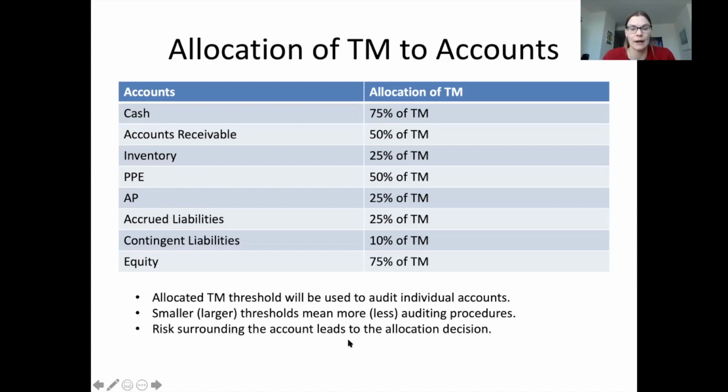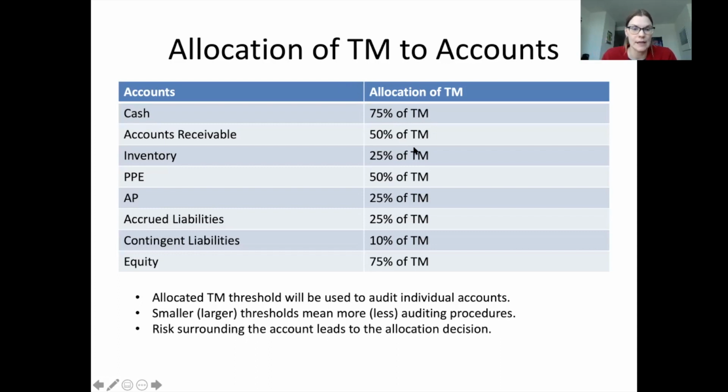Risk surrounding the account leads to the allocation decision. So if I believe an account is relatively low risk, I'm going to be comfortable with a higher allocation percentage. If I think an account is high risk, I'm going to go with one of these lower percentages. And just to be clear, these percentages for the allocations will change for each audit in each year. These allocations are not numbers that you need to memorize because they're always the same. Again, it's going to be based on judgment and risk.